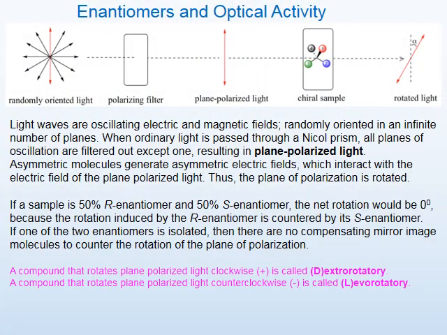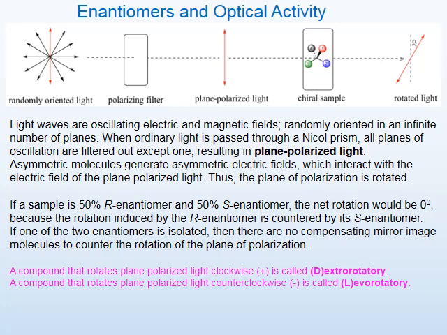We mentioned previously, the enantiomers differ in how they interact with polarized light. Light waves are oscillating electric and magnetic fields, randomly oriented in an infinite number of planes. When ordinary light is passed through a nickel prism, all planes of oscillation are filtered out except one, resulting in plane polarized light.